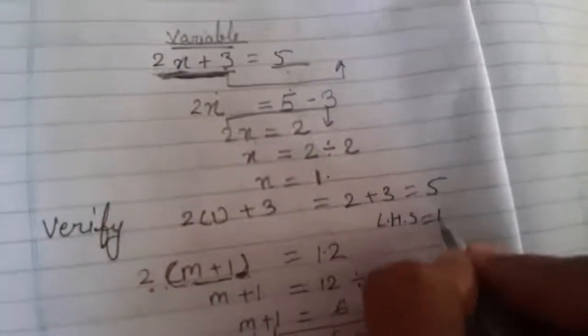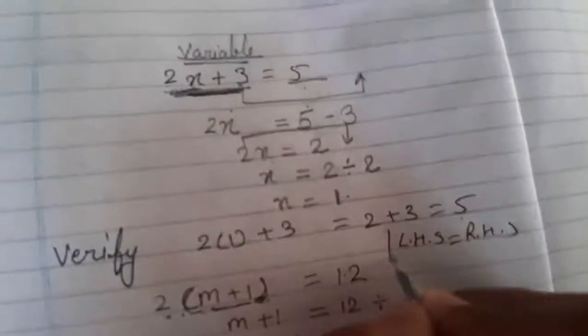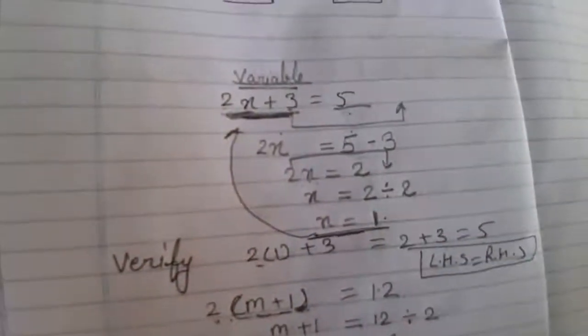You will get the RHS digit. If you are solving the LHS part, putting the value of x, you will get the answer of your RHS. So what is the answer? LHS equal to RHS. This is the verification: putting the value of x in this expression.